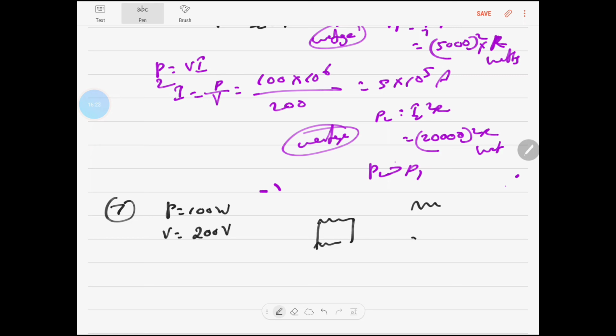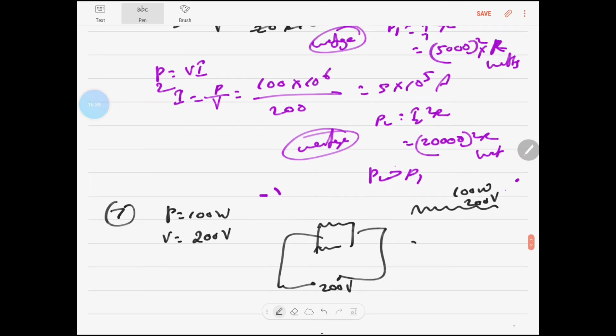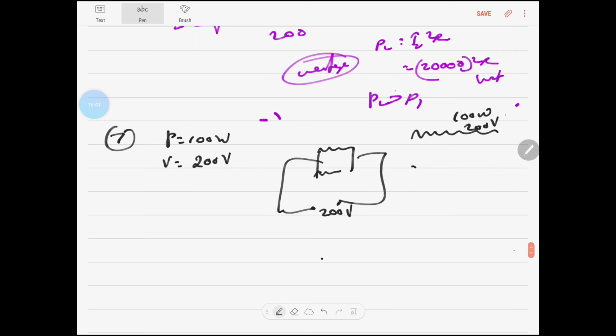A heating coil, which is a long coil, is rated at 100 watts and 200 volts. It is now cut into two parts. Both parts are connected together in parallel to the same source, which is 200 volts. Calculate the energy liberated per second in the new combination. What about the original? Now it's been cut into two.